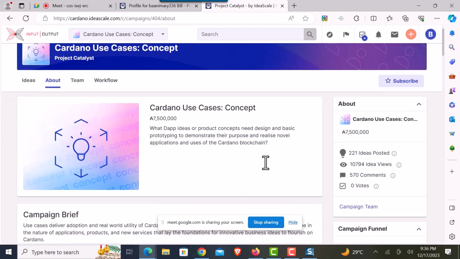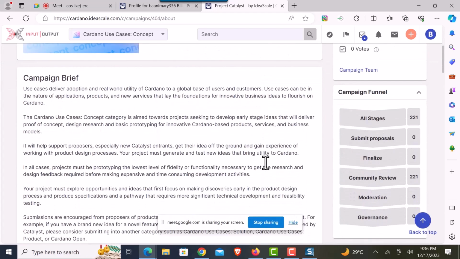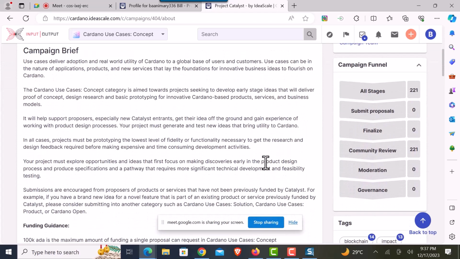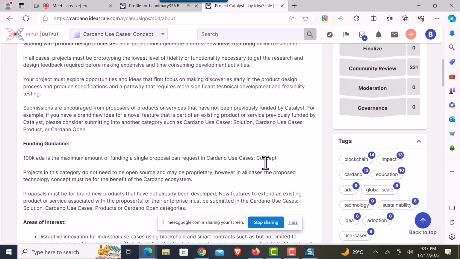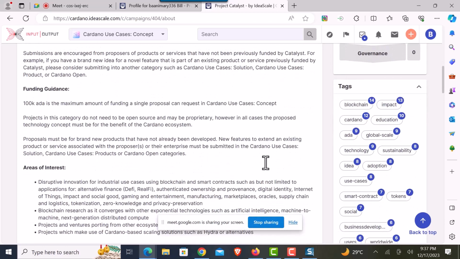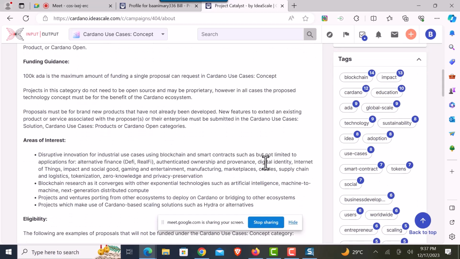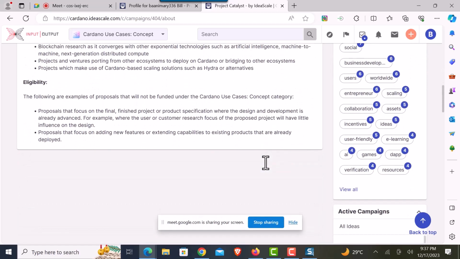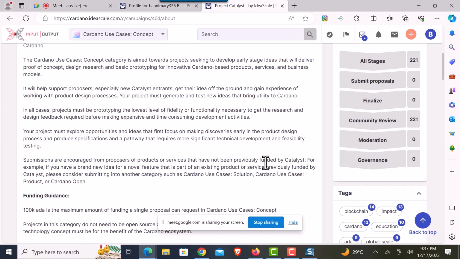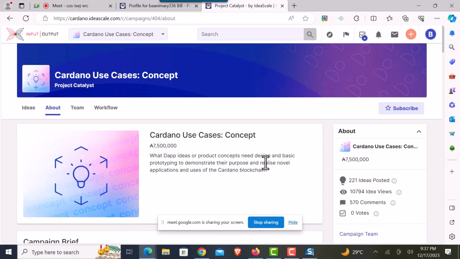So this is the campaign brief. It's lengthy, we won't go through it, but you can go through it at your leisure, if you are assessing proposals under the challenge. These are just key salient points you must also be aware of. So let me just go to the proposal now.